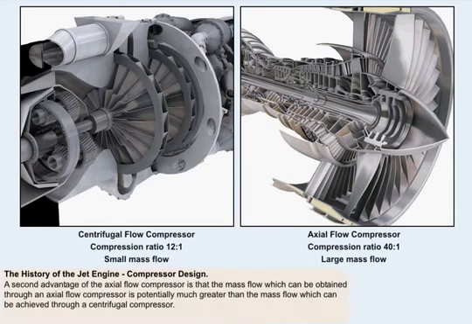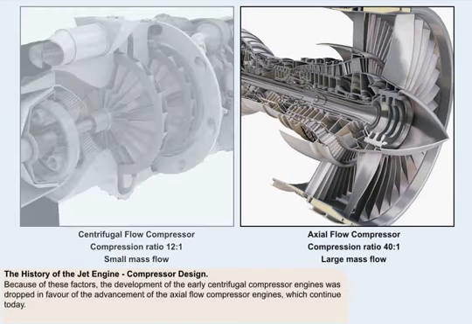A second advantage of the axial flow compressor, almost as important as the first, is that the mass flow which can be obtained through an axial flow compressor is potentially much greater than the mass flow which can be achieved through a centrifugal compressor. As a consequence of these factors, the development of the early centrifugal compressor engines was subjugated in favour of the advancement of the axial flow compressor engines, which continues today.